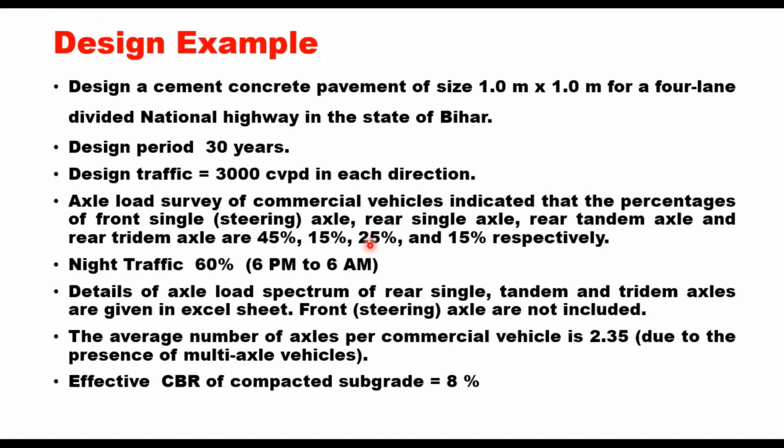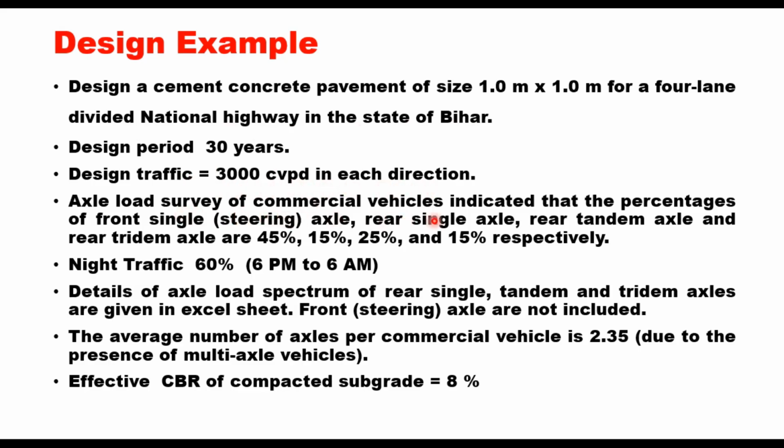Let us take one example to explain all 11 steps which I have just narrated. An example is like this. Design a cement concrete pavement of size 1 meter by 1 meter for a 4-lane divided national highway in the state of Bihar. Period 30 years. Traffic 300 commercial vehicles per day in each direction.